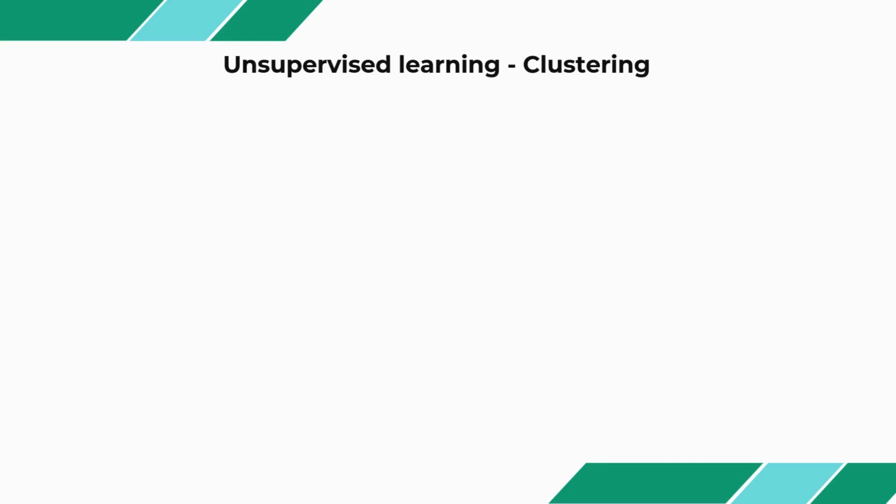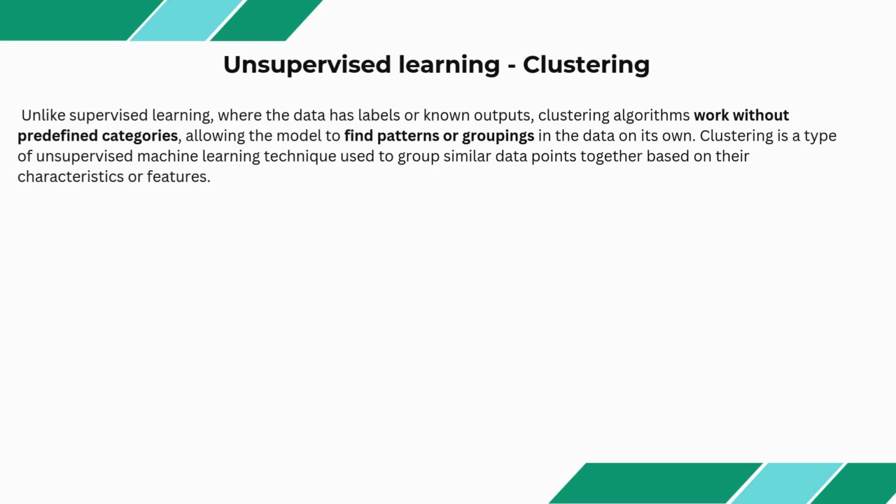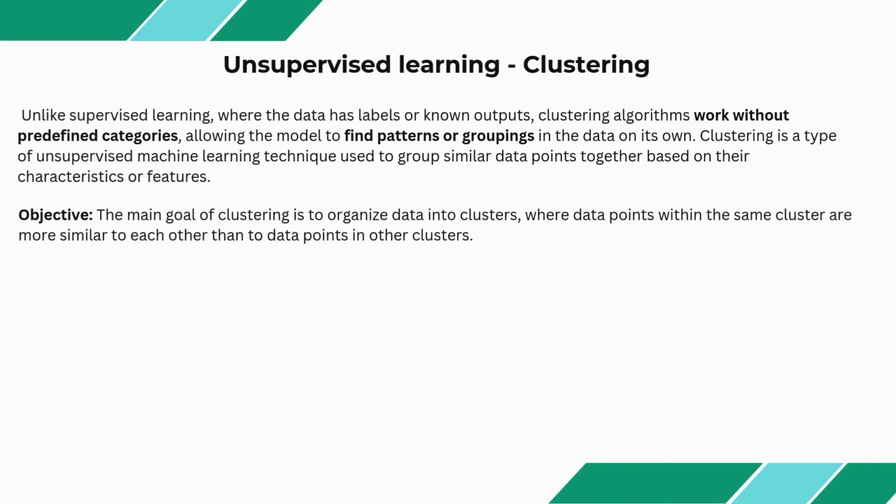Let's start with clustering. Unlike supervised learning, where the data has labels or known outputs, clustering algorithms work without predefined categories, allowing the model to find patterns or groups in the data on its own. So clustering is a type of unsupervised machine learning technique used to group similar data points together based on their characteristics or features. The objective is to organize data into clusters, where data points within the same cluster are more similar to each other than to data points in other clusters.